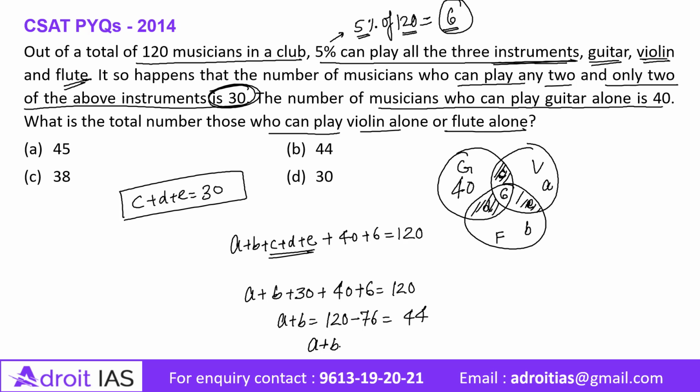Everybody, we need to find A plus B only. Why? Because A is representing the musicians who are playing only violin and B is representing the musicians who are playing only flute, right? So we need to find A plus B, which is 44, right everybody? So the answer is 44. Okay, let's talk about the next question.